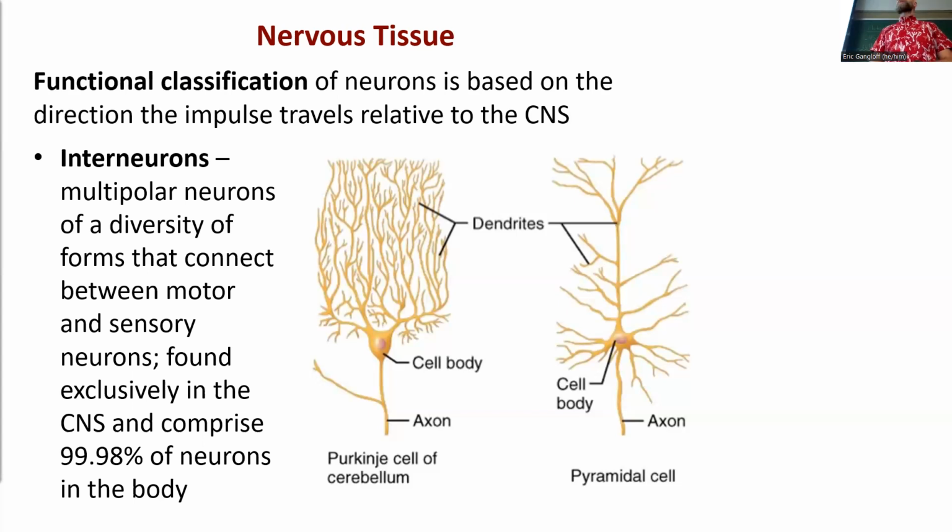Now, what's important to note is that calculation is based on number of cells. These cells are often very, very small compared to your sensory neurons, which, as I said, can extend longer distances. So if we did this by weight of cell or something like that, it would give you a different number where it wouldn't be quite such a high percentage. But if we look at the actual number of neurons, almost all of them are these interneurons.